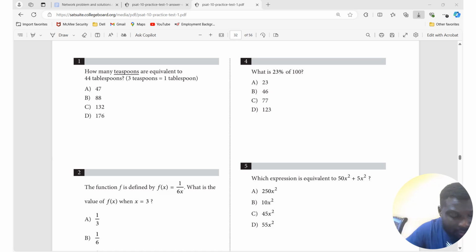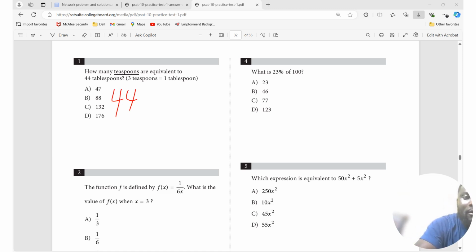So what can we do? Now the first thing, we understand the equation that was given to us, 3 teaspoons equals 1 tablespoon. And then the next thing to do is to perform the equation. For us to know the number of teaspoons that is equivalent to 44 tablespoons, what we need to do is to multiply the 44 tablespoons times the 3 teaspoons divided by the 1 tablespoon.